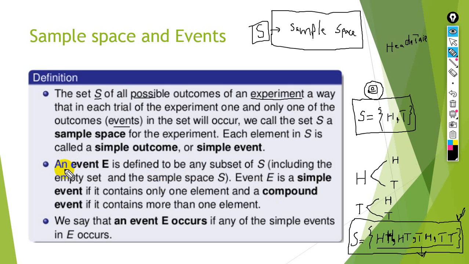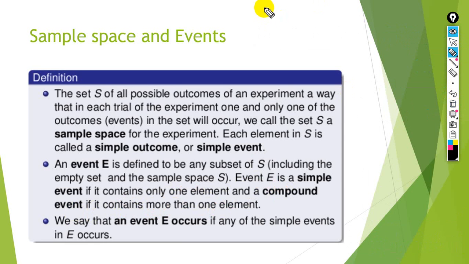Now look at this. What is an event? An event is defined to be any subset of S including the empty set and the sample space. Event E is a simple event if it contains only one element, and a compound event if it contains more than one element. So look at this. So what is an event? Let me just discuss an event. For example, we have a set.